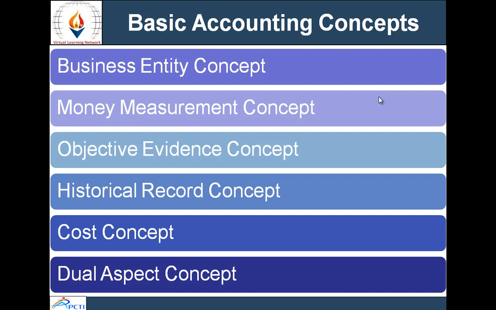Next one is cost concept. The cost principle is one of the basic underlying guidelines in accounting. It is also known as the historical cost principle. The cost principle requires that assets be recorded at the cash amount at the time that an asset is acquired.